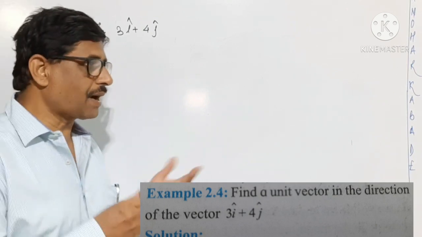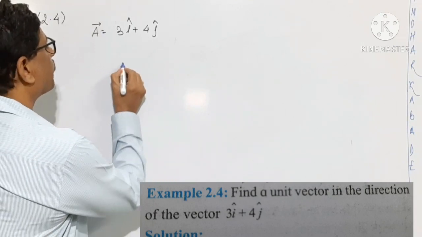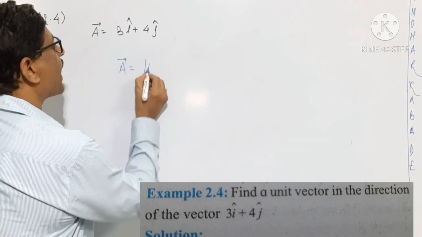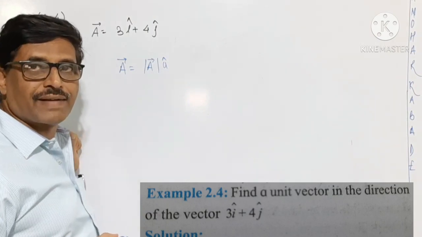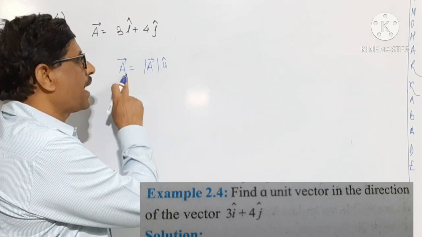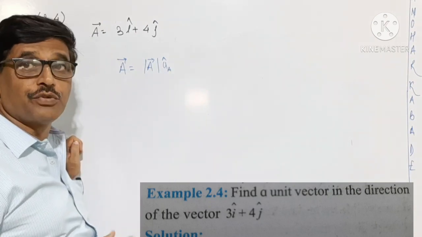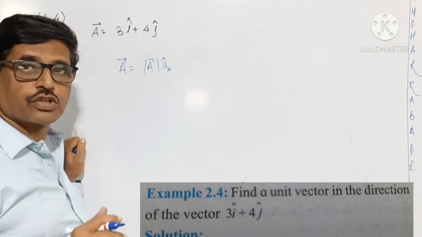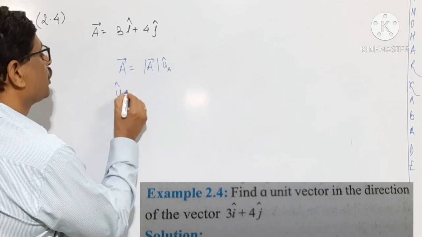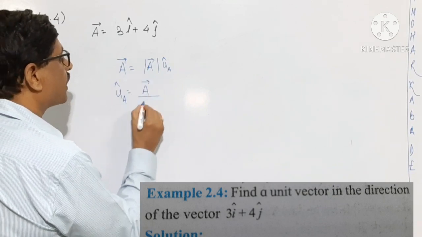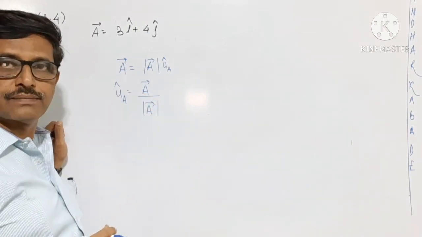So, the basic idea to find a unit vector: a vector A can be split into its magnitude of vector A times a unit vector. This is the unit vector in the direction of A. May I write this as UA? UA represents the unit vector in the direction of A. To determine the unit vector in the direction of any vector, U cap is equal to the vector divided by its magnitude. Vector A divided by its magnitude A.